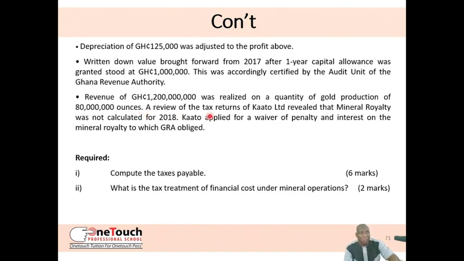A review of the tax returns of Cato Limited revealed that the mineral royalty was not calculated for 2018. So they've not calculated the mineral royalty. Okay, so the revenue of 1.2 million was realized on a quantity of gold production of this. So you know how to calculate royalty. 5% of the value of the mineral one. Cato applied for a waiver of penalty and interest on the mineral royalty to which GRA obliged. Required. Compute the taxes payable, and then what is the tax treatment of the financial cost under the mineral operation.